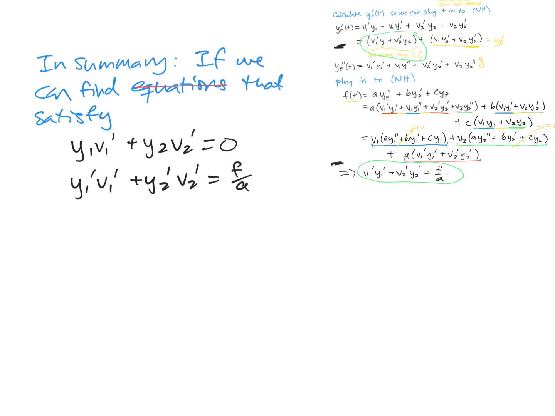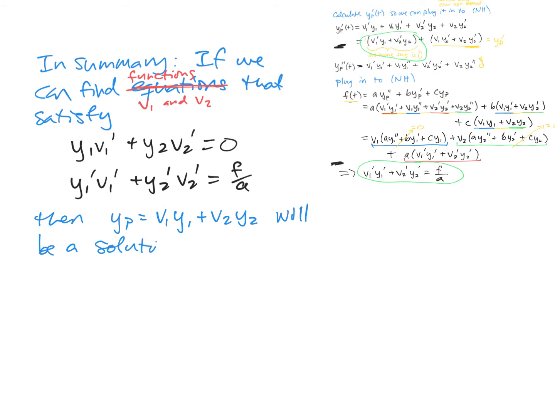All right, just an innocent error. I don't mean equations. I mean functions. If we can find functions v1 and v2 that satisfy these equations, then yp equals v1 y1 plus v2 y2 will be a solution to NH. Okay, so that's what we're after. If we can solve these things, then we've got our particular solution that we're looking for.